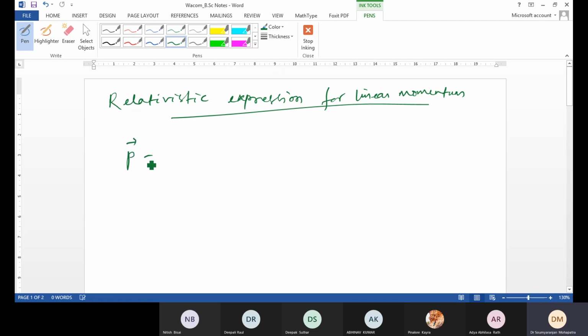We know that momentum is equal to mass into velocity. Now this m will be your relativistic correction factor when it comes. This is gamma m naught, and this is v. So you can write this as m naught multiplied with v divided by the square root of 1 minus v square by c square. Understood? Yes, sir.